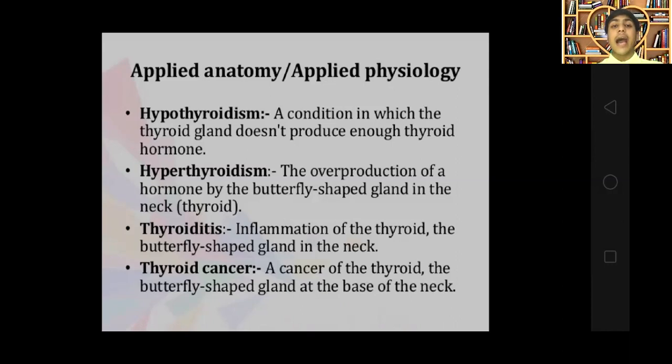Second one is hyperthyroidism. Hypo means low, less. Hyper means high. It is the overproduction of hormone by the butterfly-shaped gland in the neck known as the thyroid. It means over-secretion by the thyroid gland leads to hyperthyroidism. Next, we are dealing with thyroid cancer, a cancer of the butterfly-shaped thyroid gland at the base of the neck.